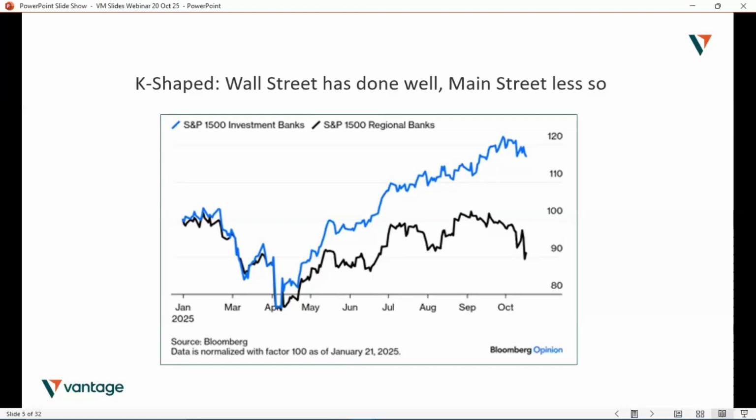Otherwise, on Friday, as I said, stock market steady. Dow up 0.5%, the S&P up 0.5% as well, Nasdaq 2%, while the Russell 2000, the index of small caps, dropped into negative territory on Friday.